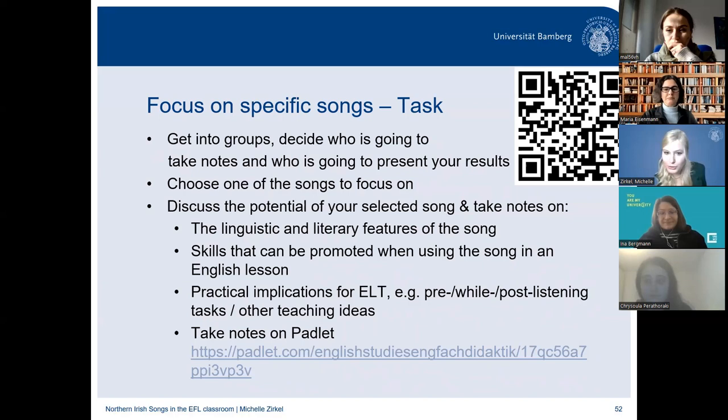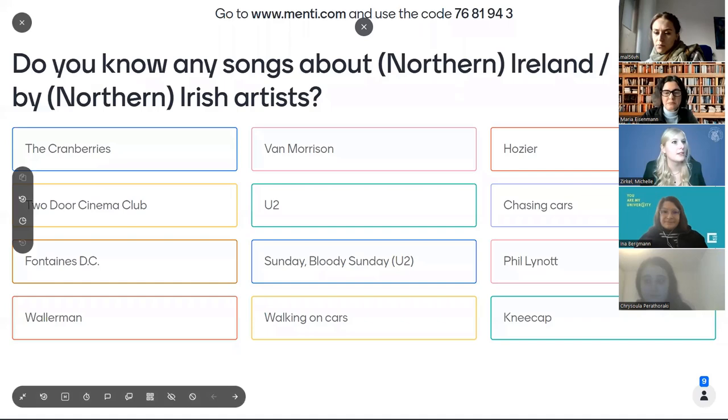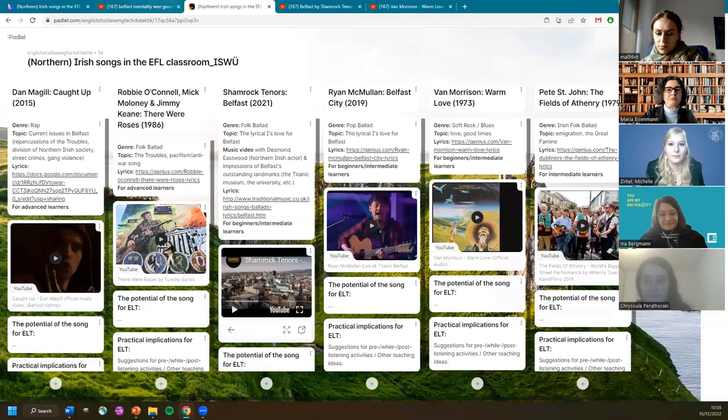And yeah, I would like you to choose one of the songs. I'm going to give you an overview of the songs first. So listen to the songs and decide which ones you would like to work with. Right, can you see the Padlet? Okay. So, first up, Caught Up by Dan Nagel.